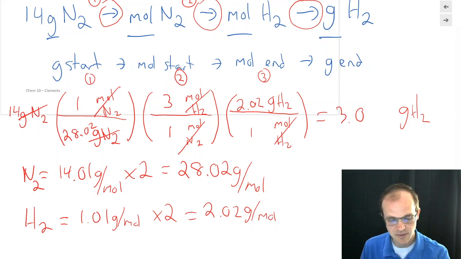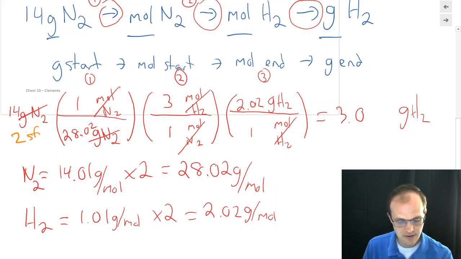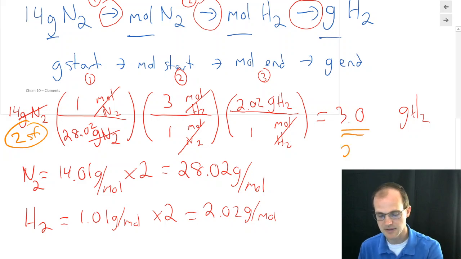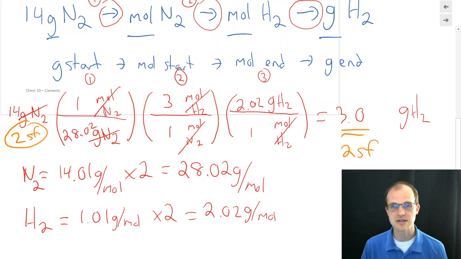We started with 2 significant figures. Our molar mass there has 4. This 1 is exact, so we don't worry about it. This ratio is exact. We're just counting those atoms and molecules. Our other molar mass has 3, and so we're limited by the 2 sig figs that we started with, and we get 2 sig figs in our answer.